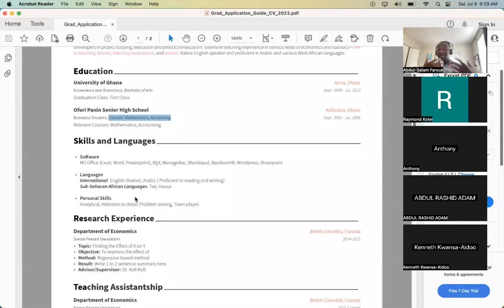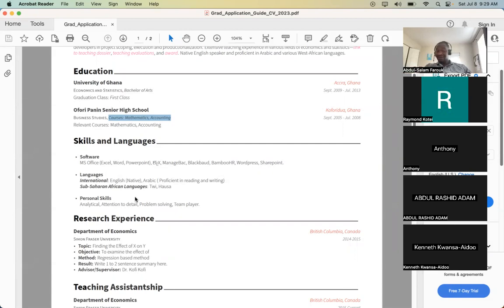Then the languages. Languages is very important. They even ask you whether you speak English or not, right? So this is the case where you can make it known to them that indeed English is a first language. You speak English, so you just mention it. It might be the case that you also speak other international languages as well, maybe French, maybe Chinese, maybe Arabic. You can just put it there for them to see. It might be other sub-Saharan African languages, like in our case, the Twis, the Hausas, the Kotokolis, the Gonjes, Fantis. You can just put it there if you think you can speak them.